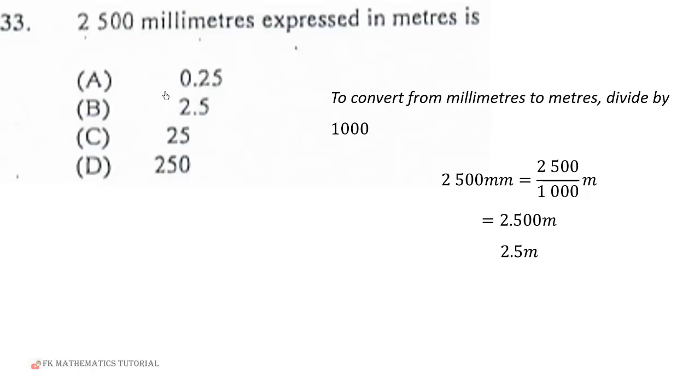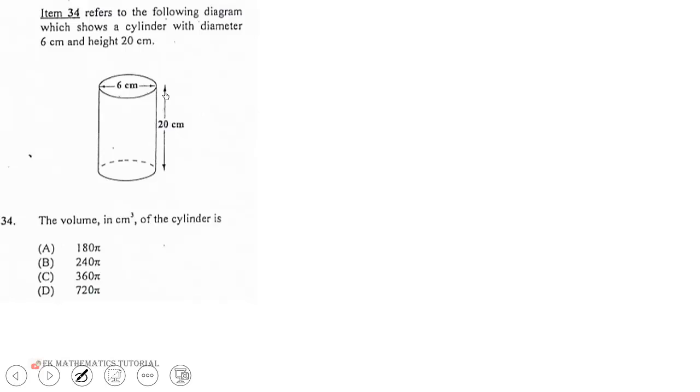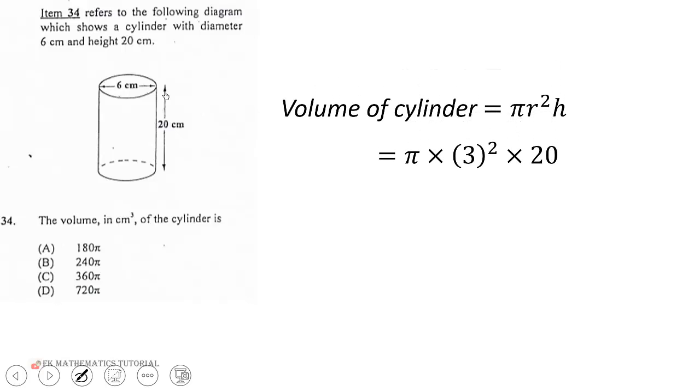Now let's look at item 34. Item 34 refers to the following diagram, which shows a cylinder with diameter 6 centimeters and height 20 centimeters. The volume in centimeters cubed of the cylinder is, so volume of a cylinder is pi r squared h. So this will give us 9 times 20, which is 180 pi centimeters cubed. So option A is correct.